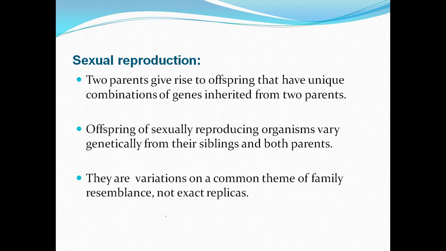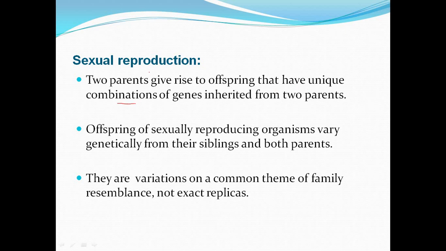So we learned the facts about asexual reproduction. Now we come to sexual reproduction. Sexual reproduction occurs in sexually dimorphic organisms. That means males and females are different, and they mate and fertilization occurs, resulting in offspring. Here the two parents give rise to offspring that have a unique combination.